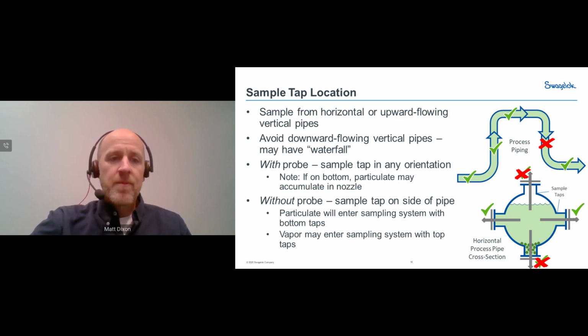So if you're not using a probe, then definitely you're going to want to take a sample out of the side of the pipe. Frankly, it's just the best practice. So with a liquid, take it out of the side one way or another, whether you've got a probe or not.